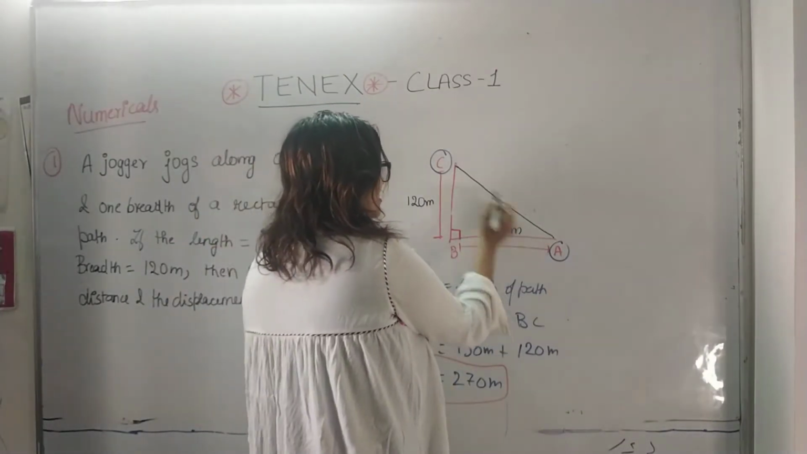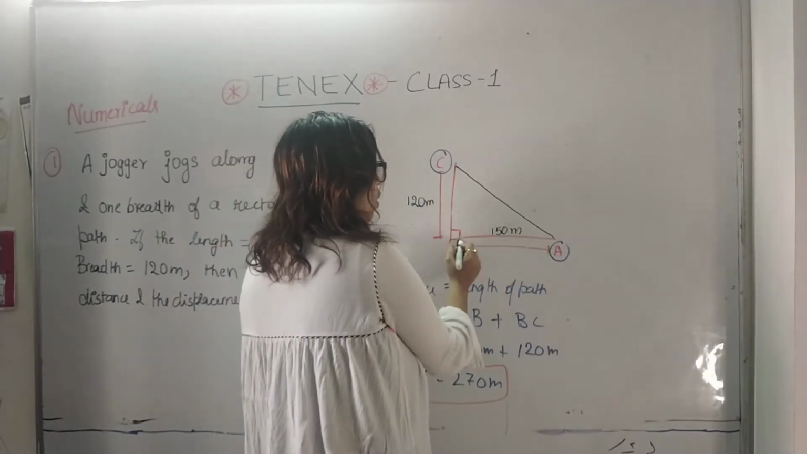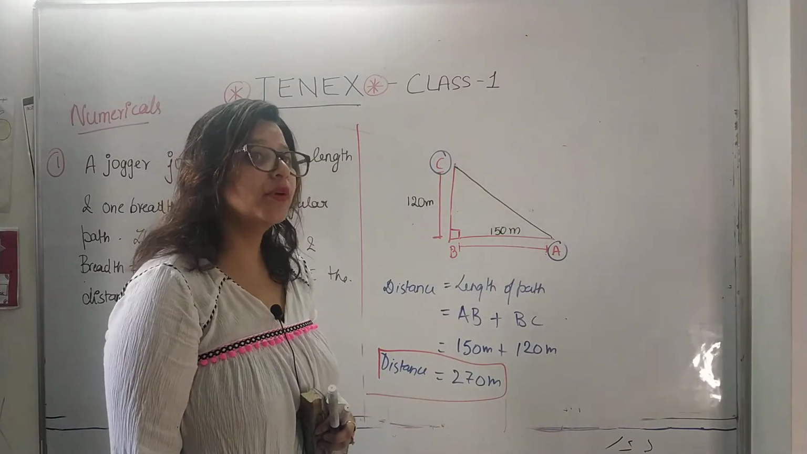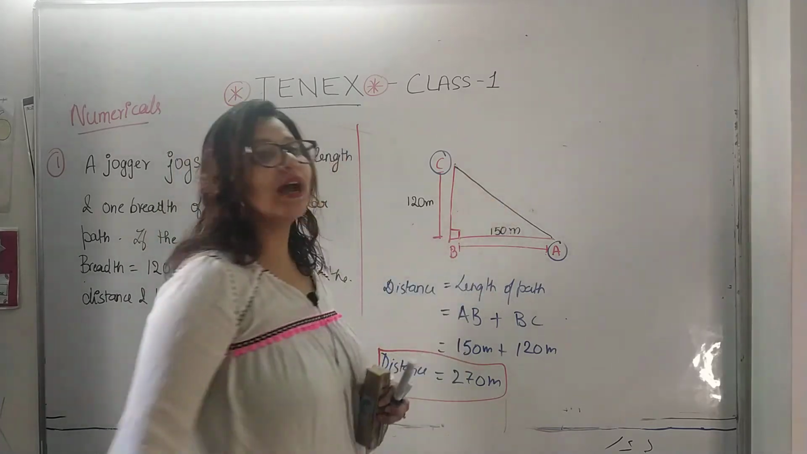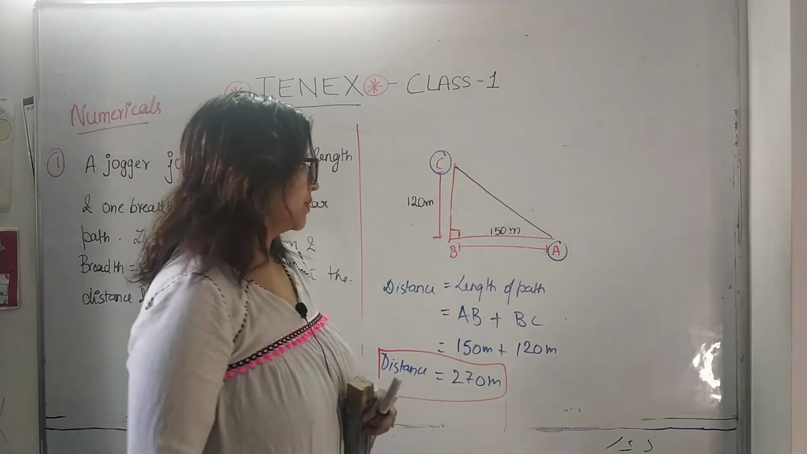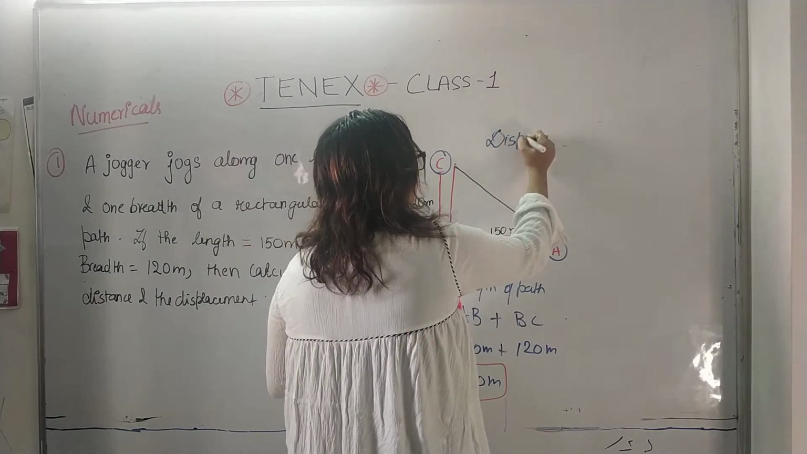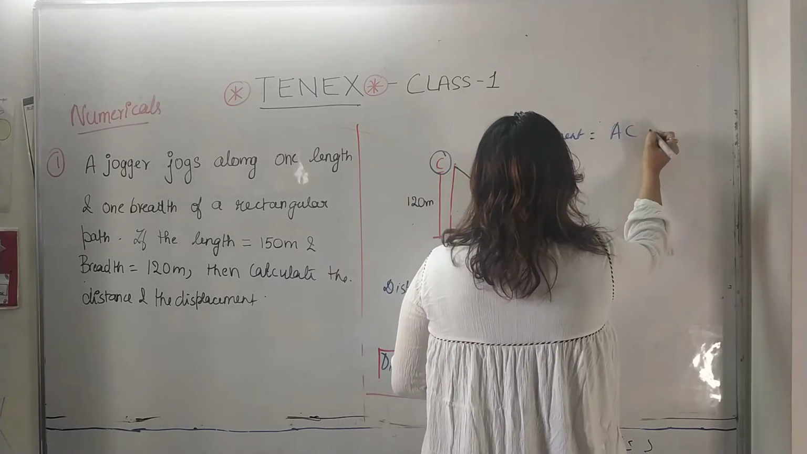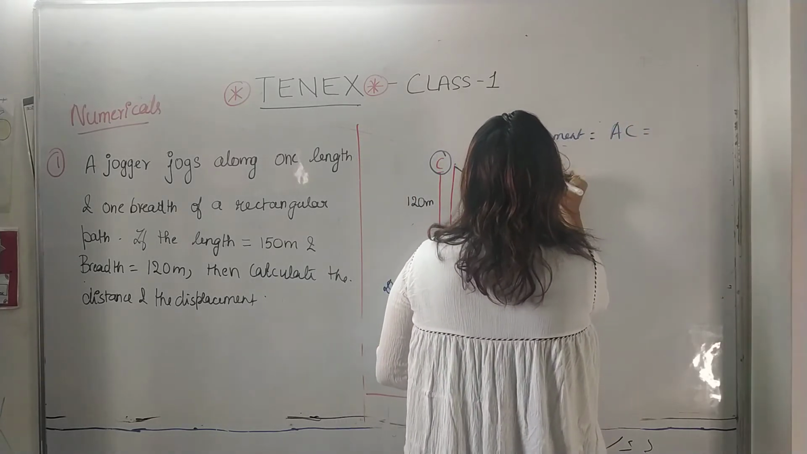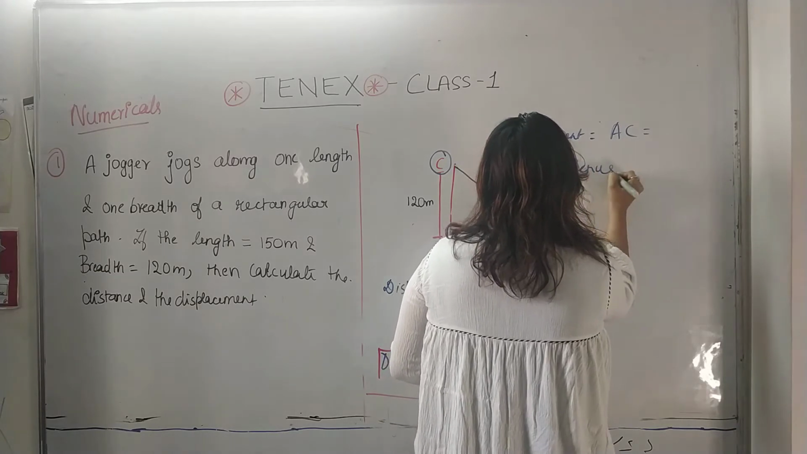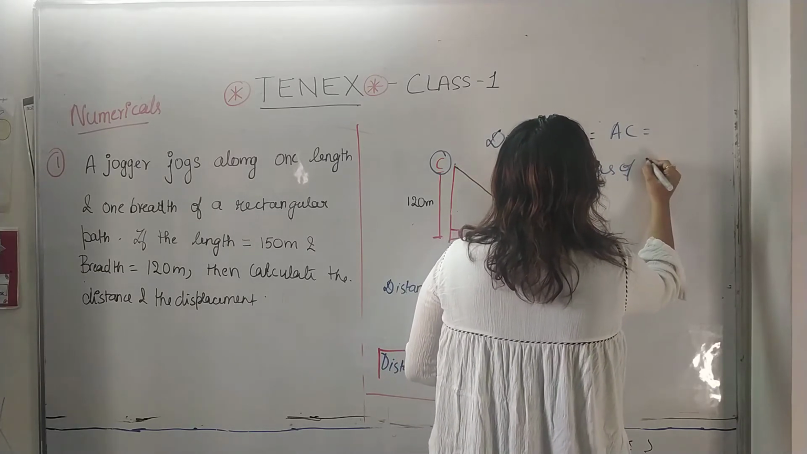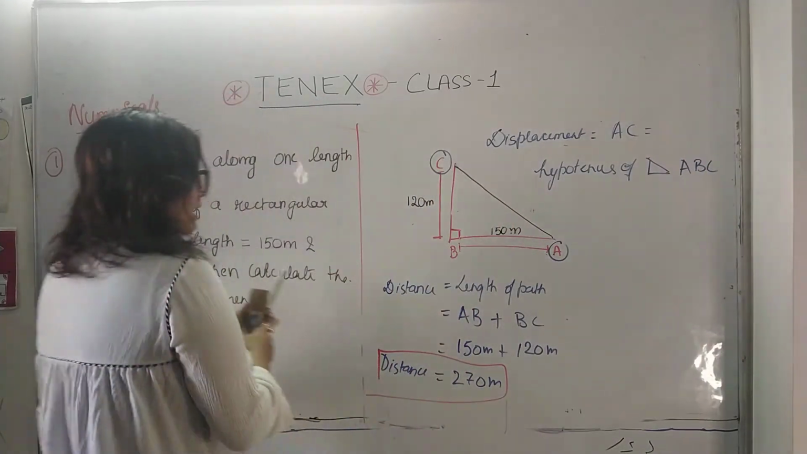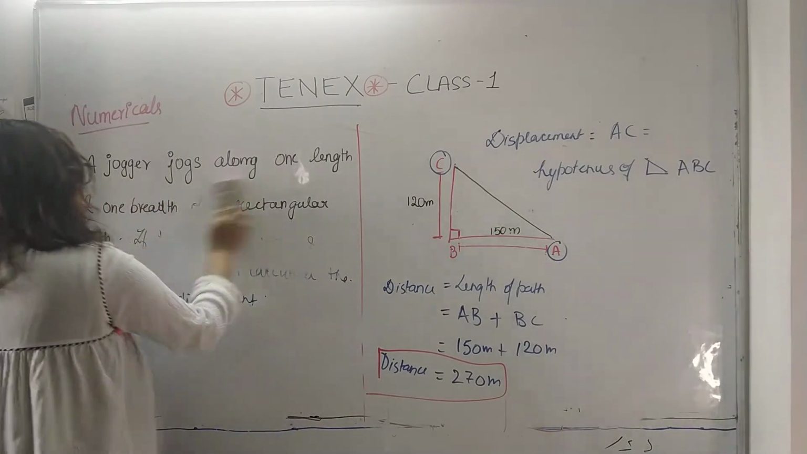And here AC, since the line AC is right opposite to the 90-degree angle, this is the hypotenuse. So actually I want to find the hypotenuse when I want to calculate the displacement. So the displacement is equal to AC, or it is equal to the hypotenuse of the right-angled triangle ABC. Okay. So guys, I'm just going to erase this part and solve this question for you.